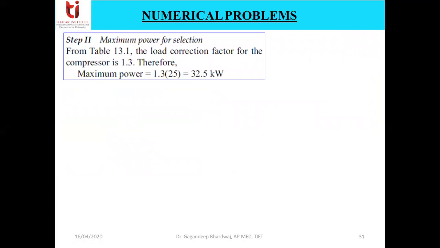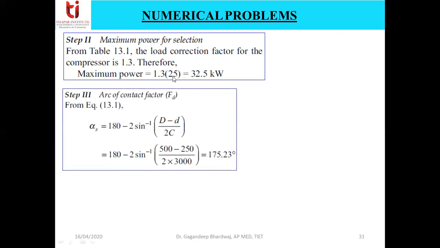So the maximum power for selection, since a compressor is used, the load correction factor can be seen from the table. For the case of a compressor, it is taken as 1.3. So the maximum power is 1.3 into 25, which is 32.5 kilowatt.